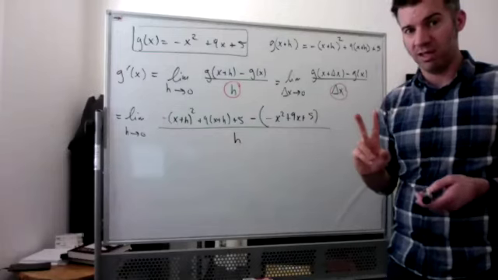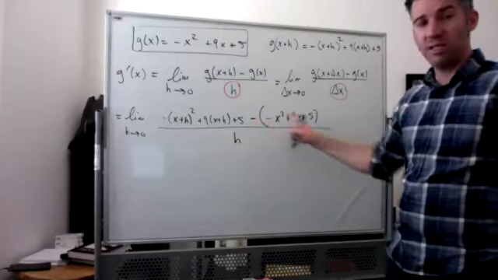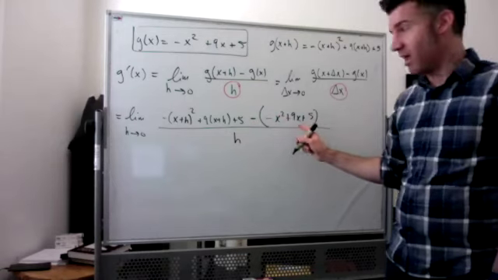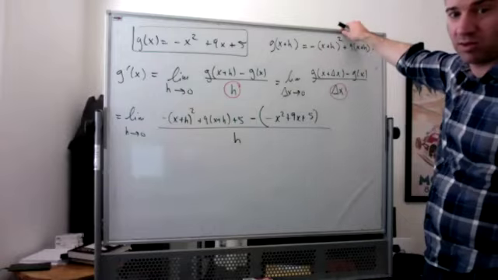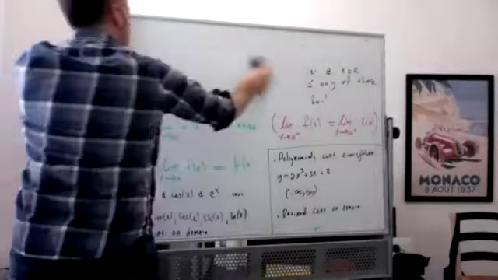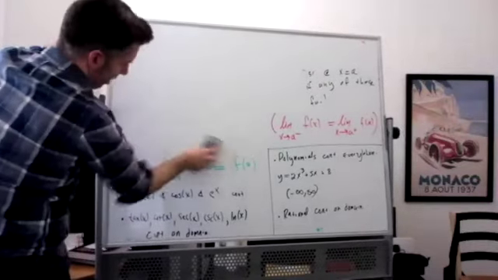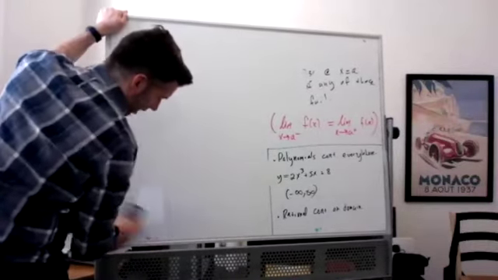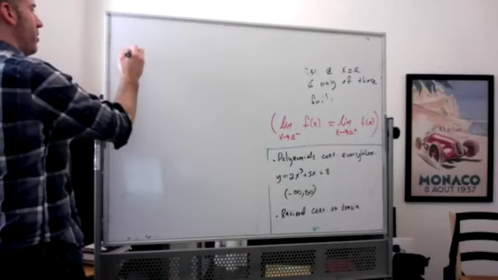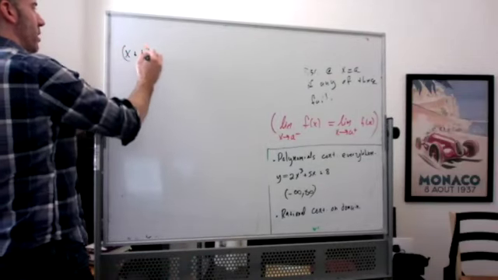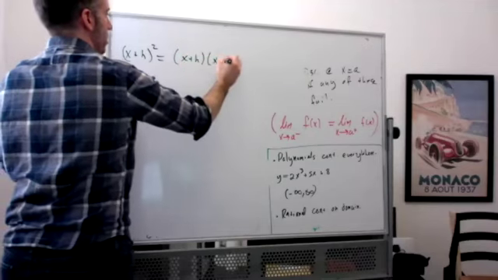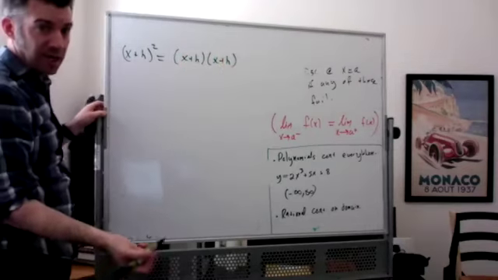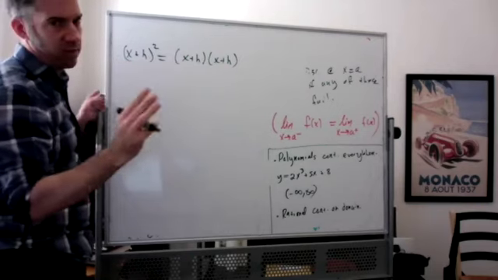The two most common mistakes are not distributing this minus sign, so we have to distribute the minus sign, and multiplying this out incorrectly. Let me actually do that on the other side here just real quick. So you're going to see x plus h squared or cubed, but often squared. You're going to see x plus h squared a lot. So it's really, really vital that you know that x plus h squared is just x plus h times x plus h, which we're going to FOIL out, and we're going to get 3 terms. Well, 4 of them we're going to combine.